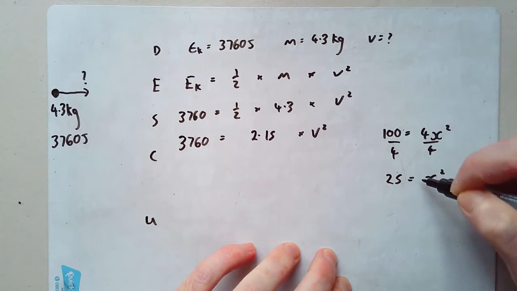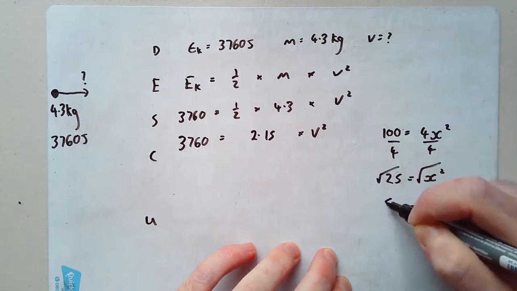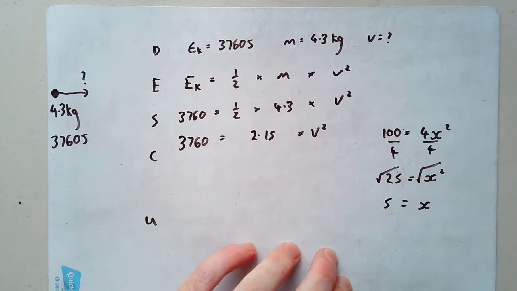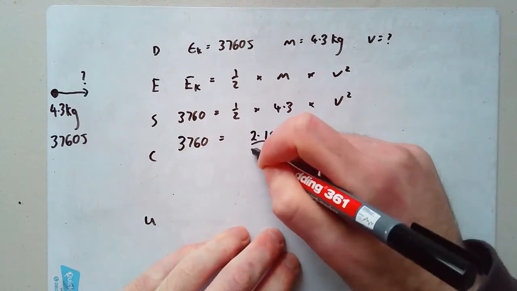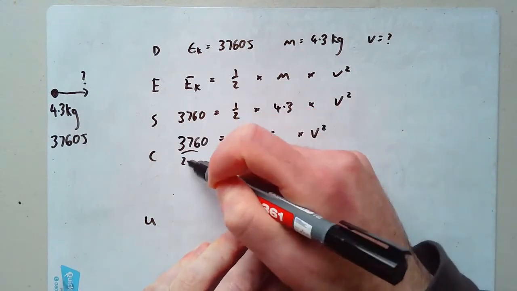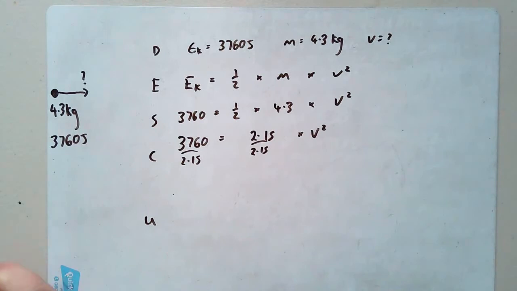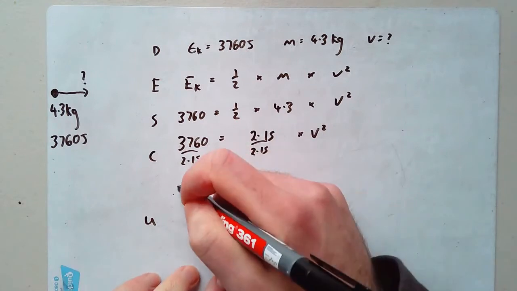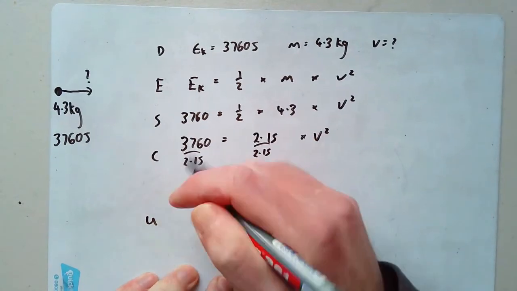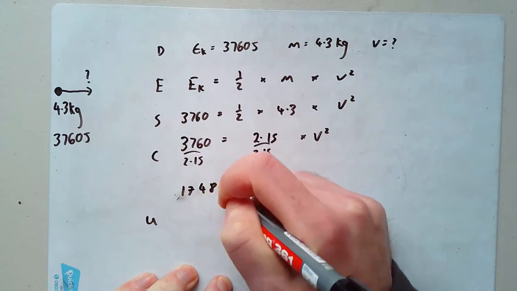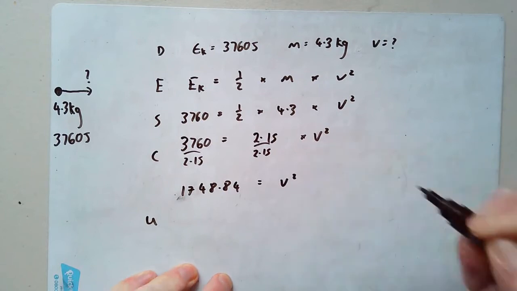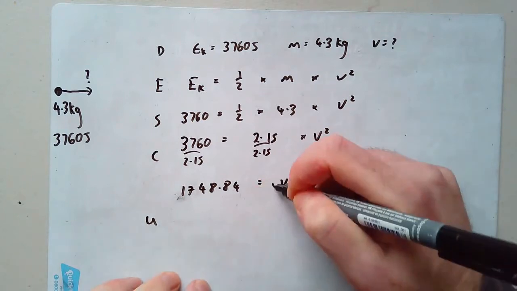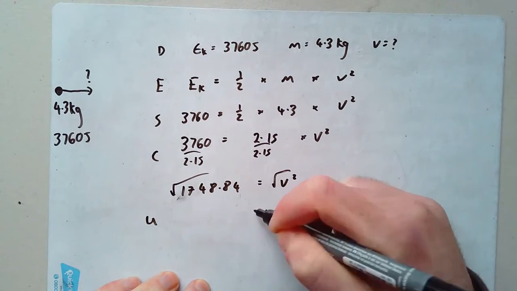We're going to do the same thing here. First we're going to do the divide, 3760 divided by 2.15, that gives me 1748.84 equals V squared. And then you square root both sides. So I get V equals square root of my answer, which is 41.82.